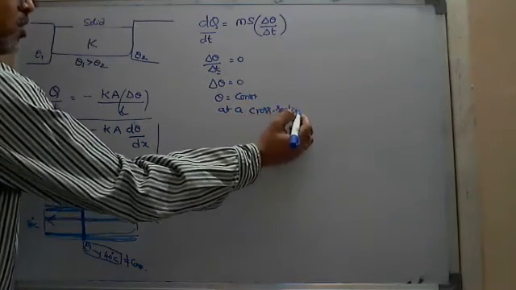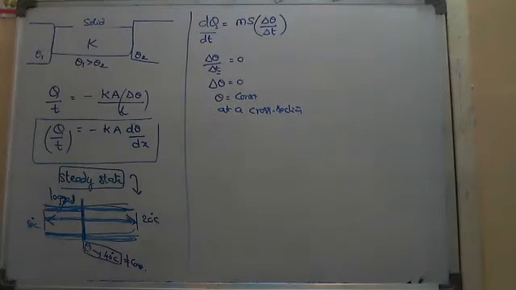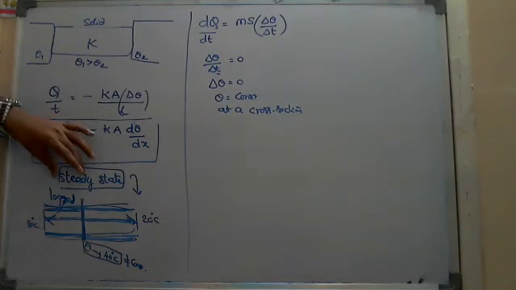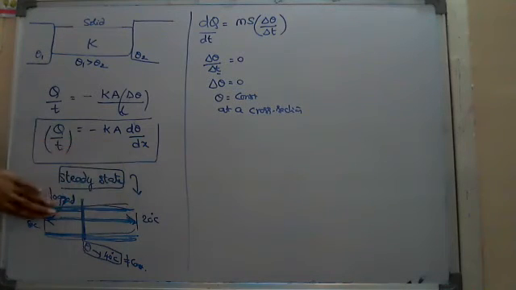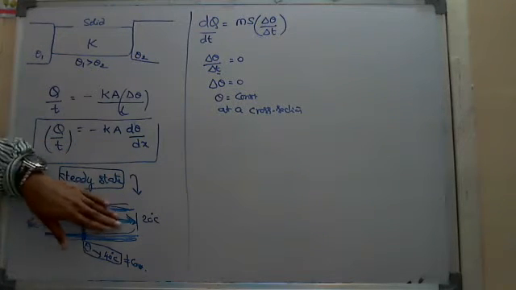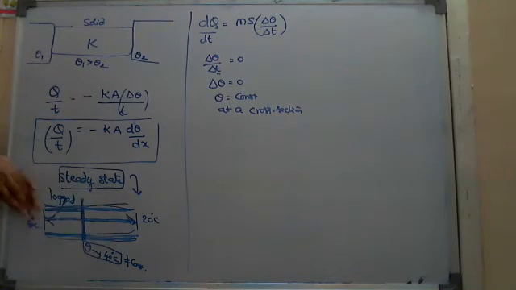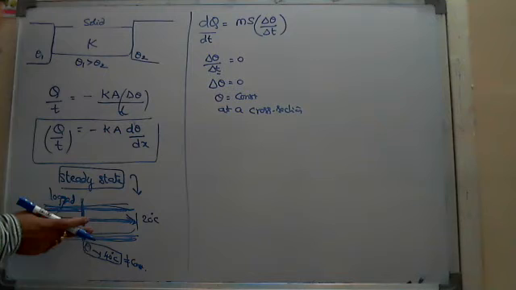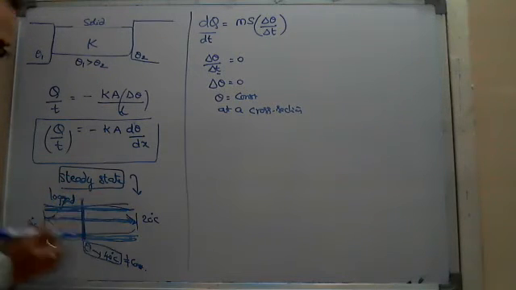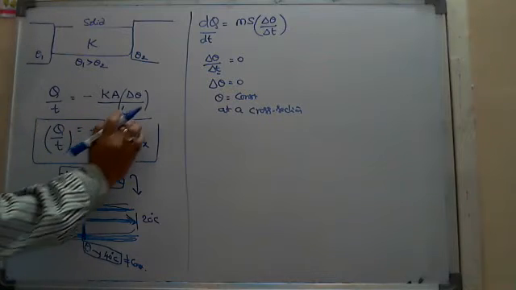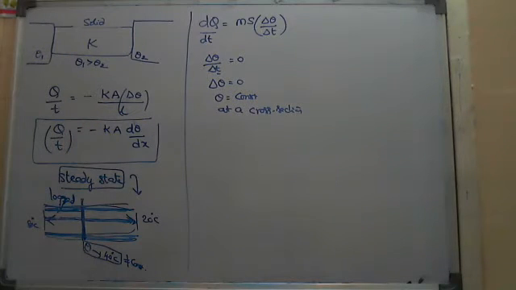This is called the steady state manner. That's why, in steady state, whatever heat is transferred from here to there is not absorbed by any part of the solid. The total heat you are transferring from the high temperature to the low temperature reaches the lower temperature part without being absorbed by the solid. That amount of heat transferred is minus KA delta theta by delta x.